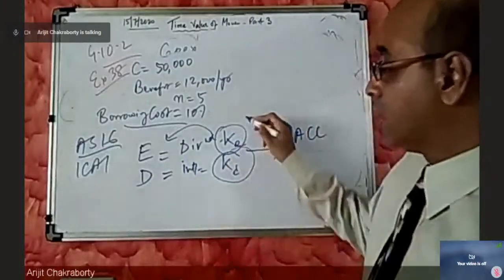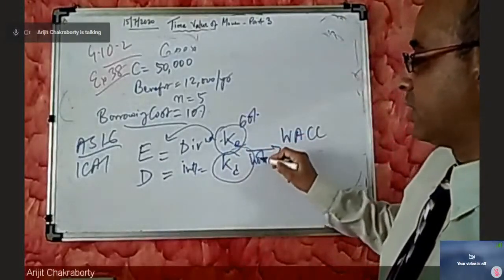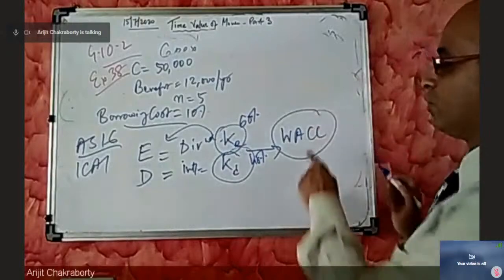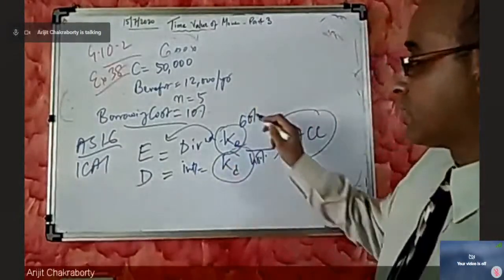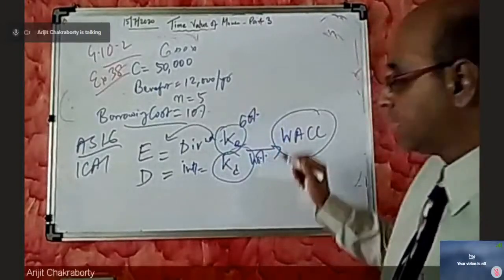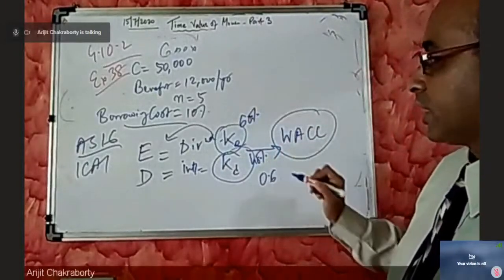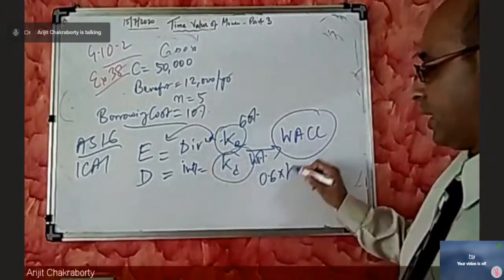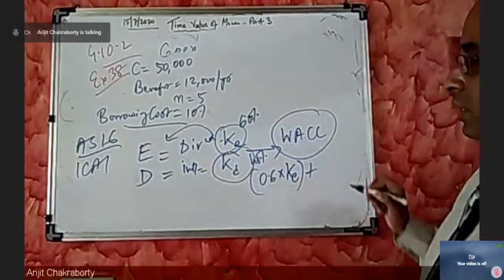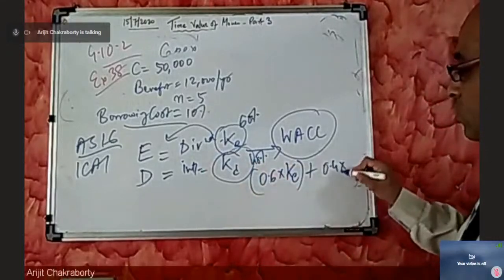Say now you have 60% equity, 40% debt. So we have to calculate the weighted average cost of capital. Weighted average. So it will be how much? If 60% equity and 40% debt, it will be 0.6, 60%, into the cost of equity, KE, plus 0.4 into KD.